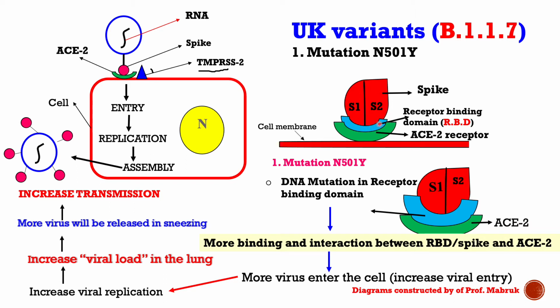This spike protein, which consists, as I mentioned, of S1, S2, and the receptor binding domain, or RBD, will bind to the ACE2 receptor, which you see here in green color. This is the cell membrane. What you see here is the enlargement of this area. If you draw a circle right here and enlarge it, you will see this diagram.